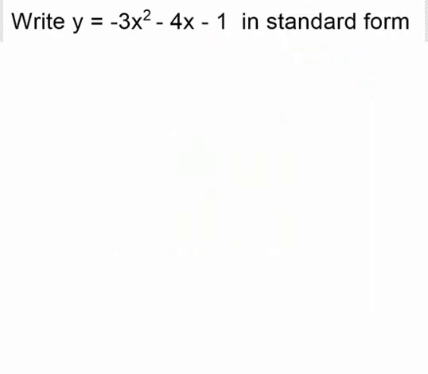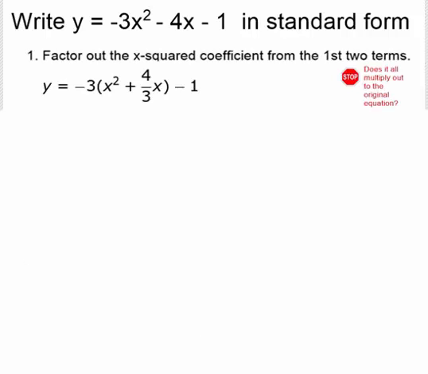And now I'm going to do another example that's a bit more challenging. We're going to write y = -3x² - 4x - 1 in standard form by using that process of completing the square. The first step here is to factor out that coefficient on x² out of the first two terms.